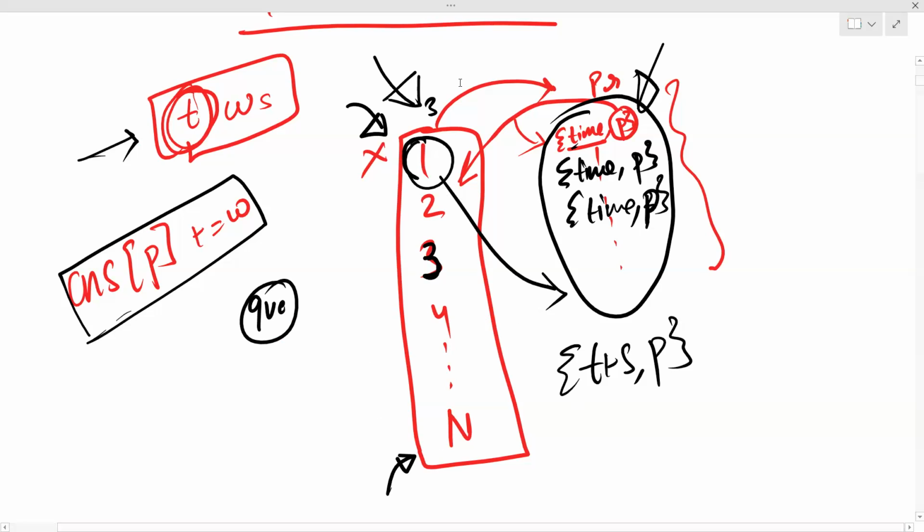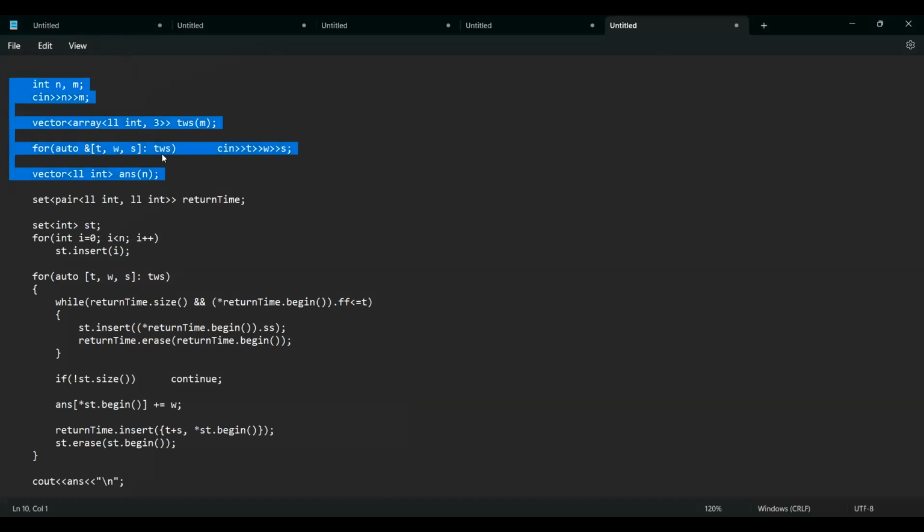So I'll show you the implementation. This is the implementation. I'm first taking T, W, S as input. Then this is my answer vector for each and every person. These are the return times. I have made a set of pairs, and this is the set of all the persons currently standing in the order. For each value of T, W, and S, I check whether some person is out of order right now and their return time is less than this time.